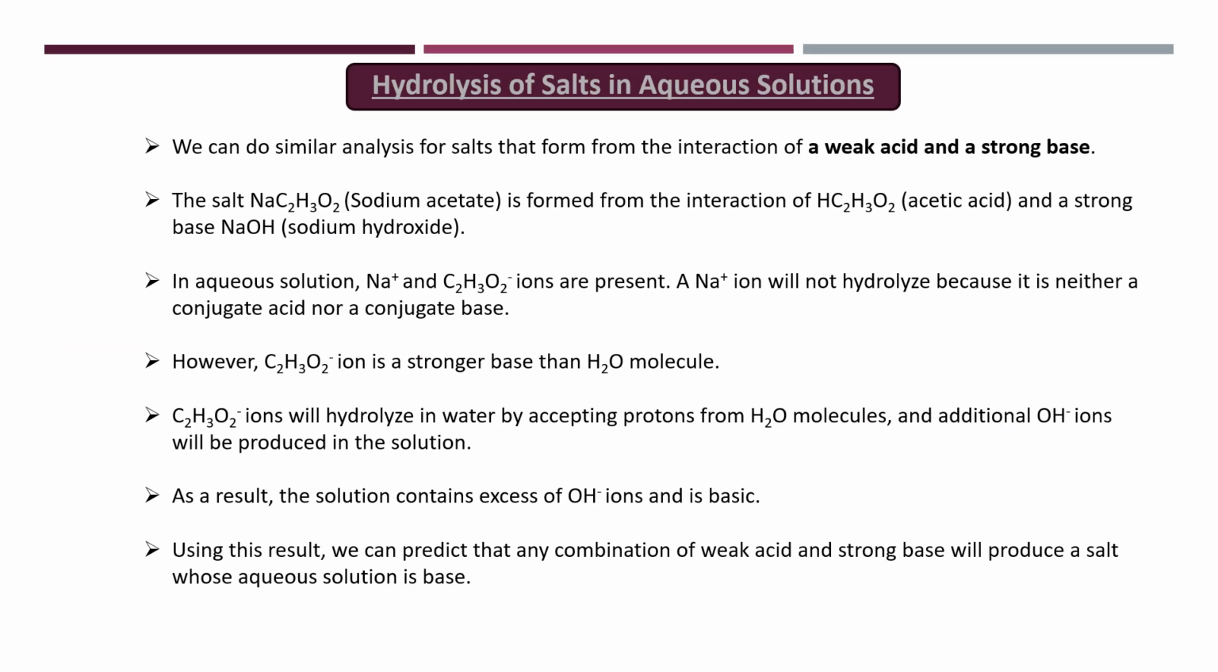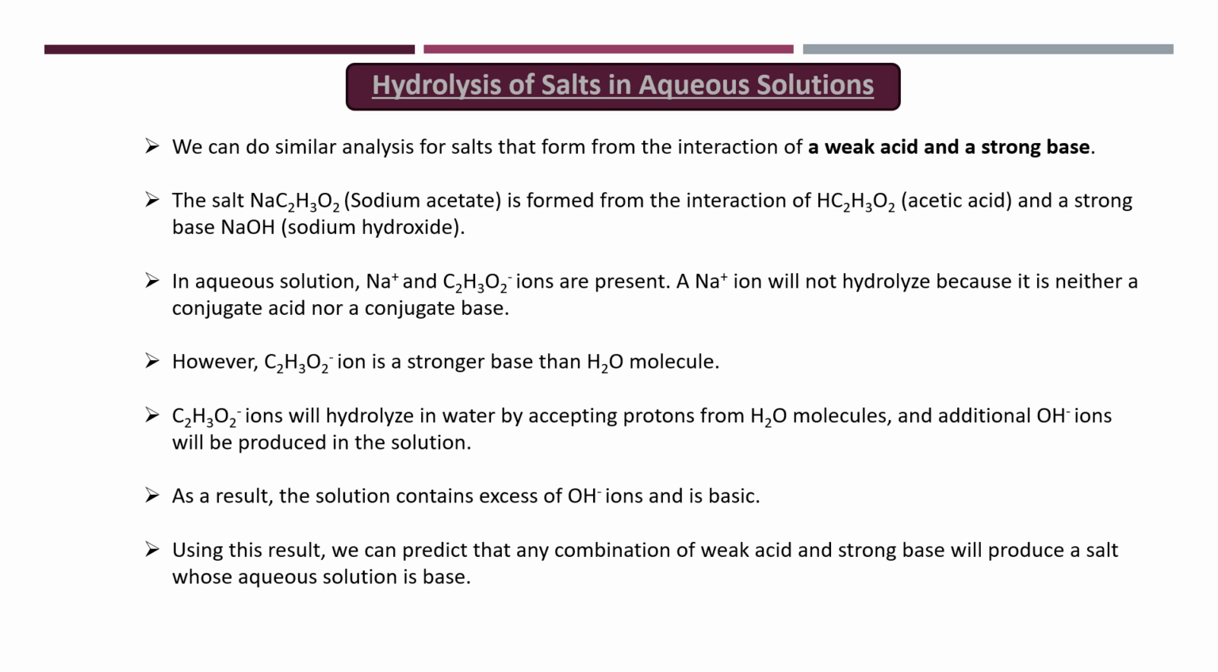We can do a similar analysis for salts that form from the interaction of a weak acid and a strong base. The salt sodium acetate is formed from the interaction of acetic acid and a strong base, NaOH. In aqueous solution, Na plus and C2H3O2 minus ions are present. A Na plus ion will not hydrolyze because it is neither a conjugate acid nor a conjugate base.